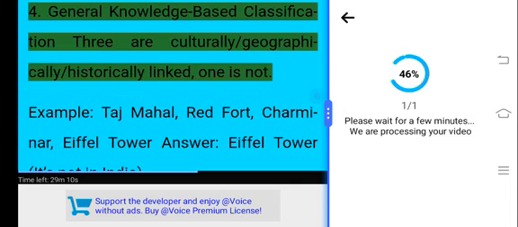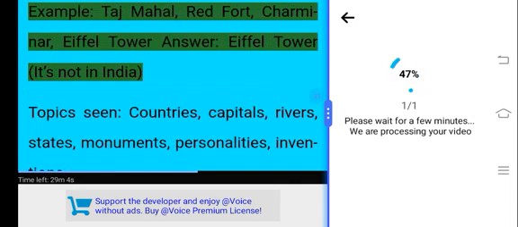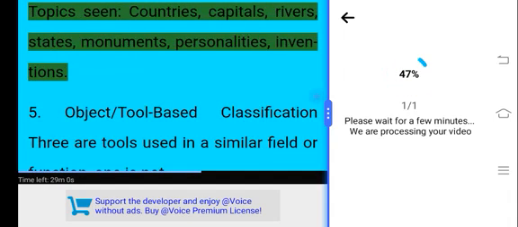4. General knowledge-based classification. 3 are culturally, geographically, or historically linked, 1 is not. Example: Taj Mahal, Red Fort, Charminar, Eiffel Tower. Answer: Eiffel Tower is not in India. Topic scene: countries, capitals, rivers, states, monuments, personalities, inventions.